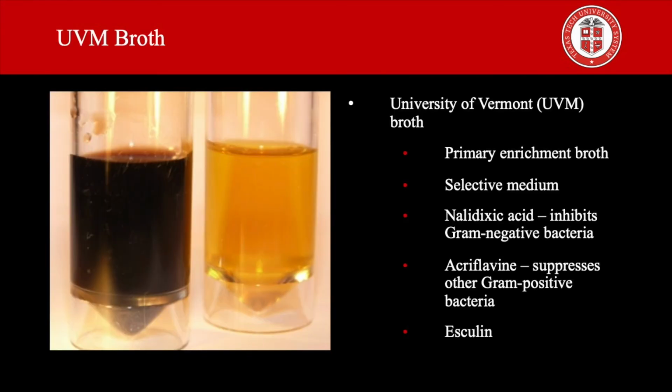Next, we're going to go over some commonly used media. In food, Listeria is usually found at low levels, so a few enrichments need to be done. The University of Vermont broth is the primary enrichment broth. It's a selective medium which contains nalidixic acid and acriflavine. The nalidixic acid inhibits gram-negative bacteria, while the acriflavine suppresses other gram-positive bacteria. The esculin is hydrolyzed, which is when you see that dark color as displayed in the left test tube.